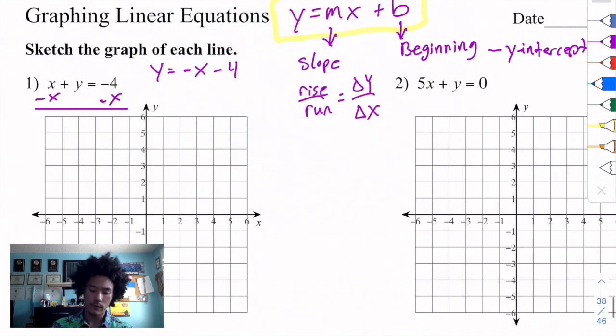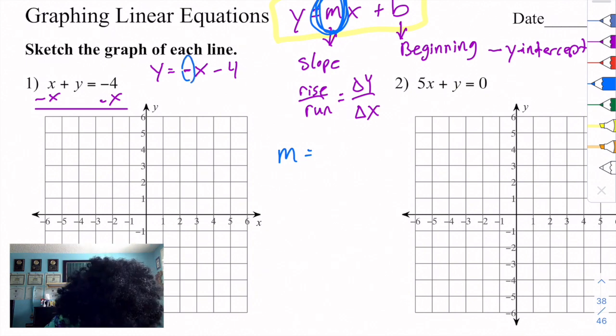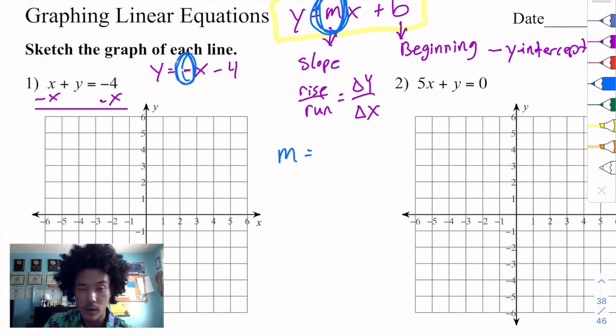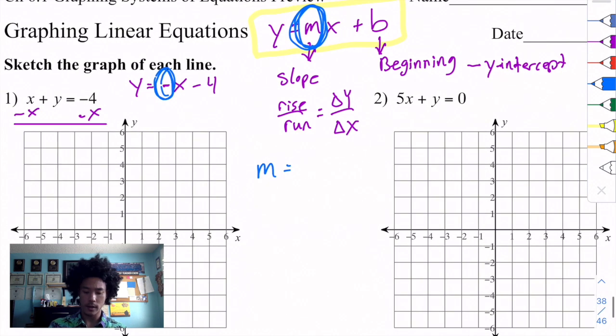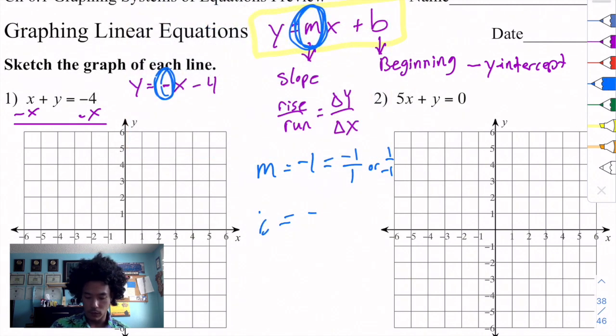Now we need to find our slope. Our slope is the number in front of the x. What number is in front of this x here? It's an invisible 1, technically negative 1. So I'm going to do negative 1 over 1. Could you reverse it and say 1 over negative 1? You can as well, so that works out. That's the slope. My y-intercept, which is the b, is negative 4.